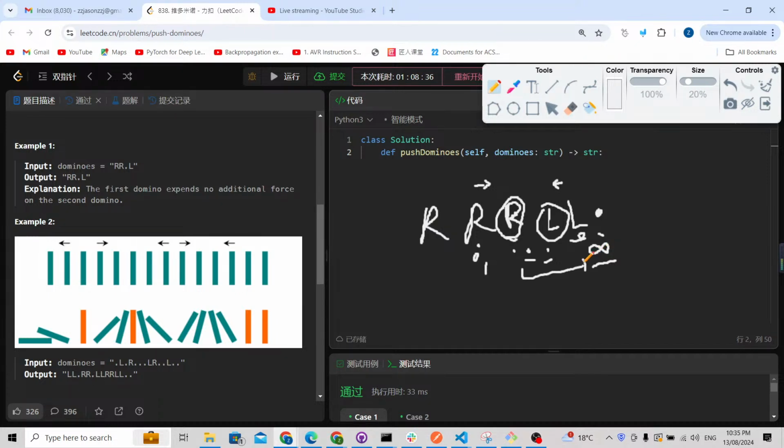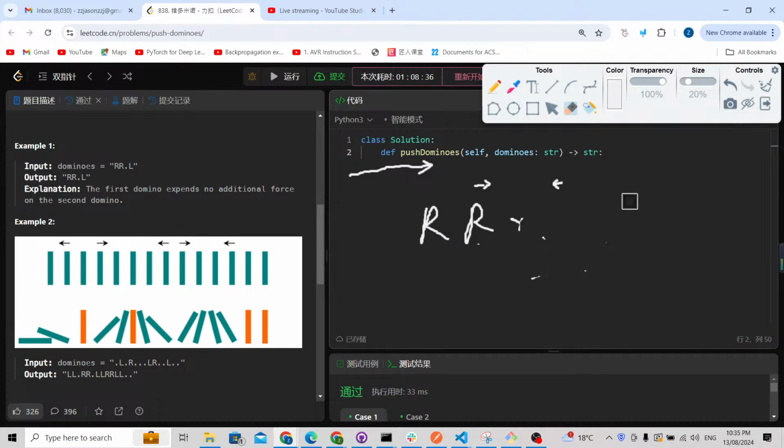Now we basically know how to solve the problem. First of all, we're gonna check from the left to the right side. From the left to the right side, we're gonna have one loop, and let me just clear a little bit and try to simulate.